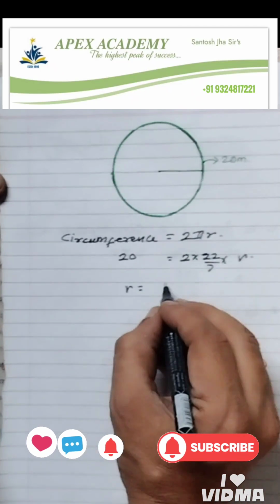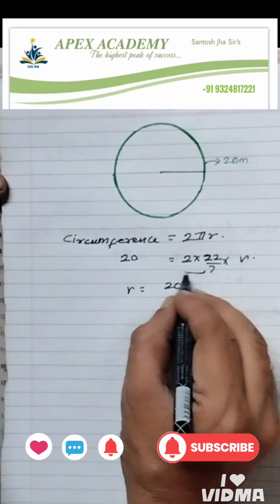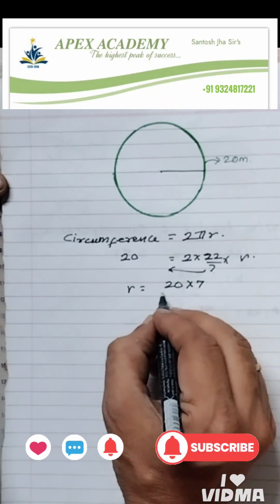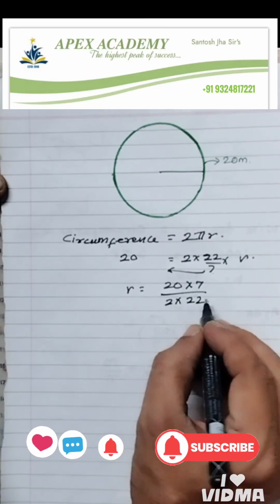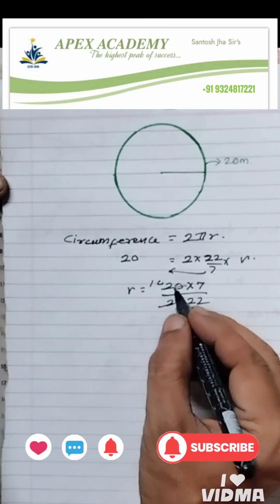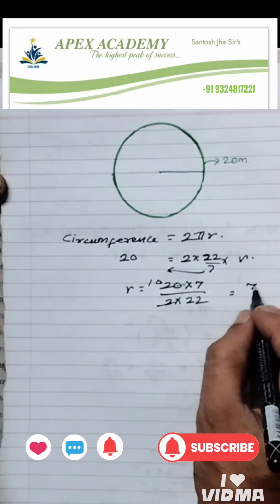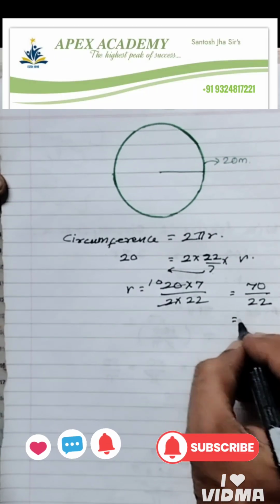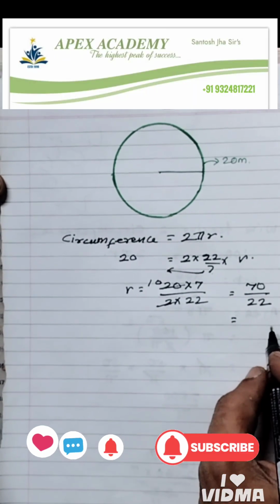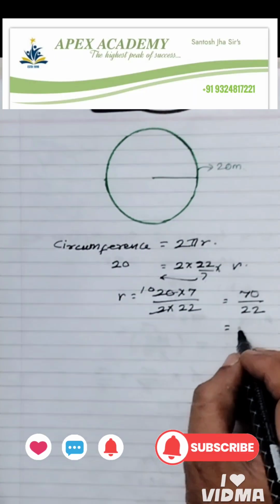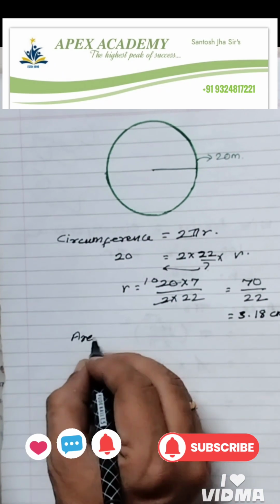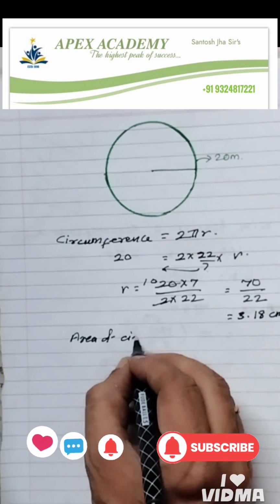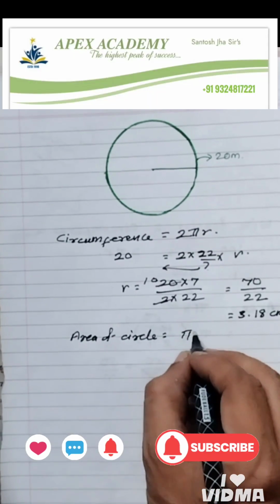So radius is equal to 20. 7 will shift to this side, so that is into 7 upon this 2, and 22 will come in the denominator. So by 2 we can cancel it. 10. So finally it is 70 upon 22. If we divide this, we get the answer as 3.18. After this, area of circle is pi r square.